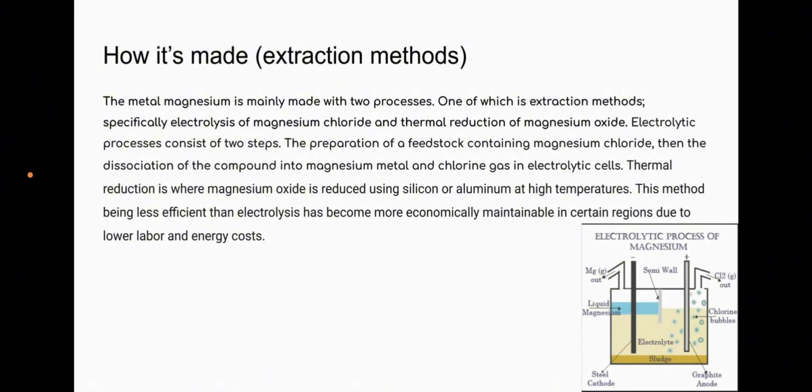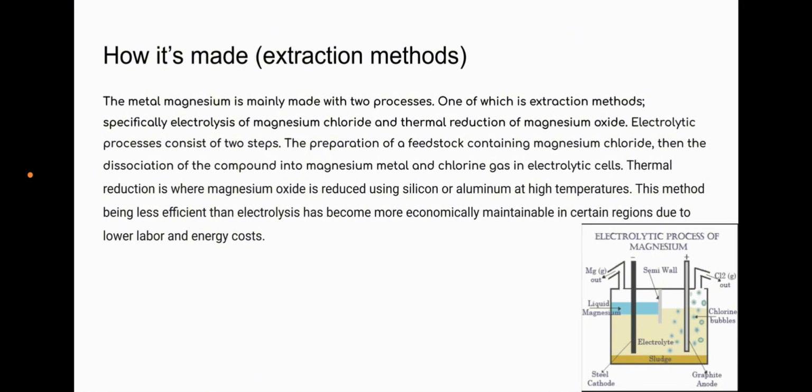How it's made. Extraction methods. The metal magnesium is mainly made with two processes, one of which is extraction methods, specifically electrolysis of magnesium chloride and thermal reduction of magnesium oxide. Electrolytic processes consist of two steps: the preparation of a feedstock containing magnesium chloride, then the dissociation of the compound into magnesium metal and chlorine gas in electrolytic cells.